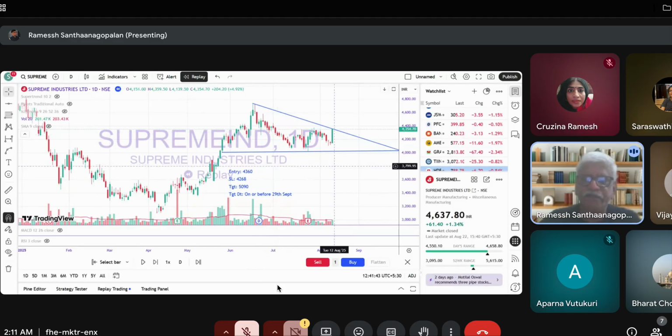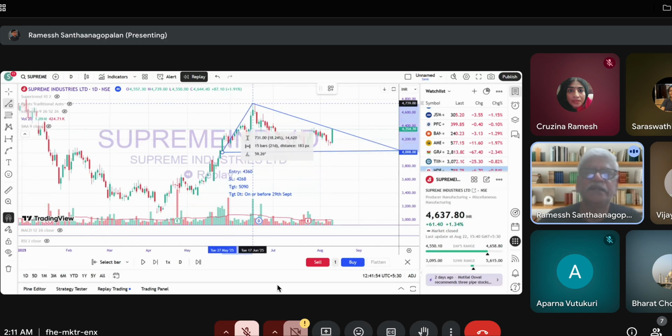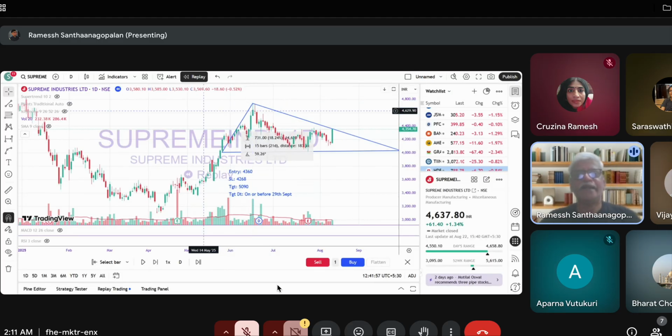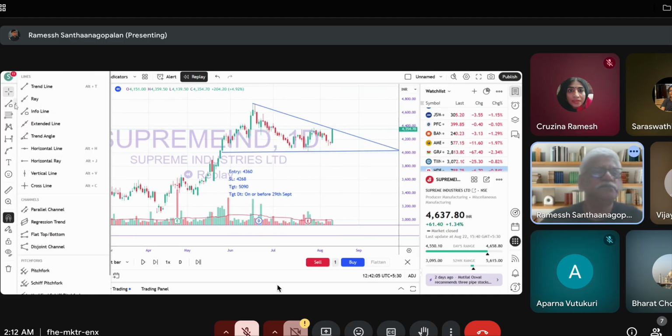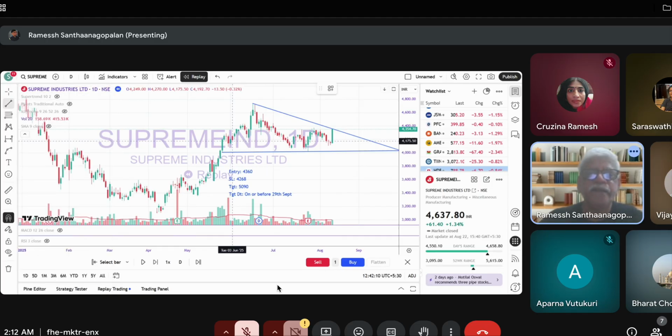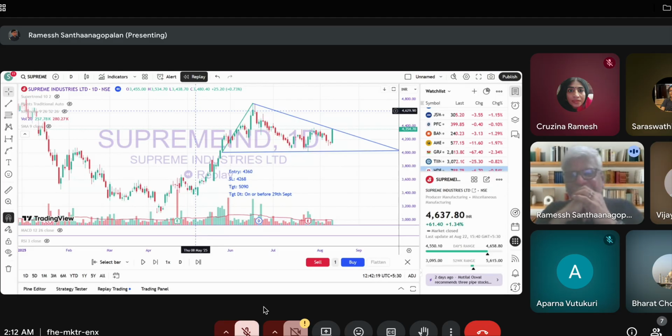Now, can you tell me? It looks like a triangle. If I connect these two also, this low and this high, now you can see there is a triangle which is formed. Can you see a triangle or not? Yes. Now, when to enter?